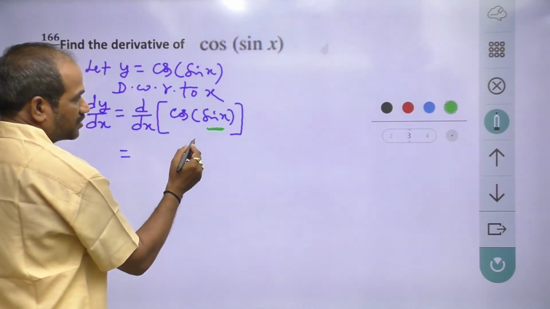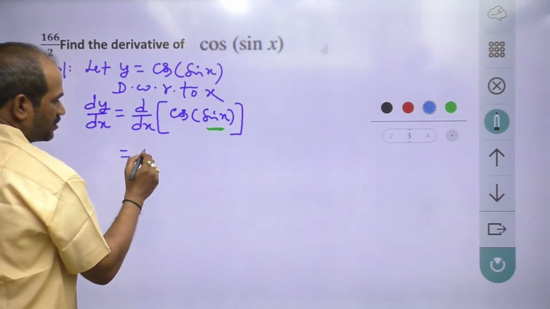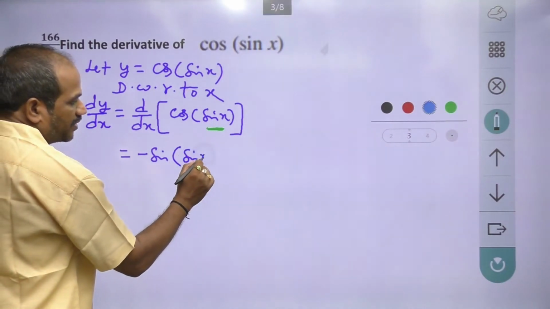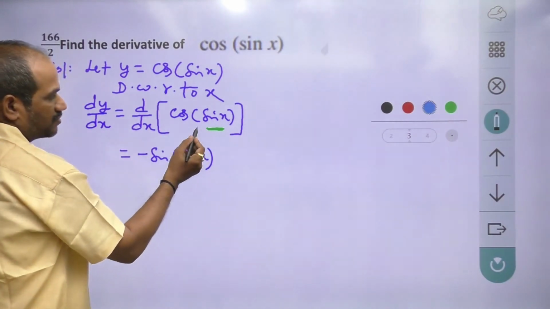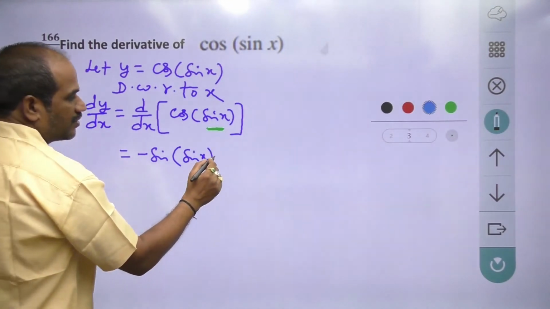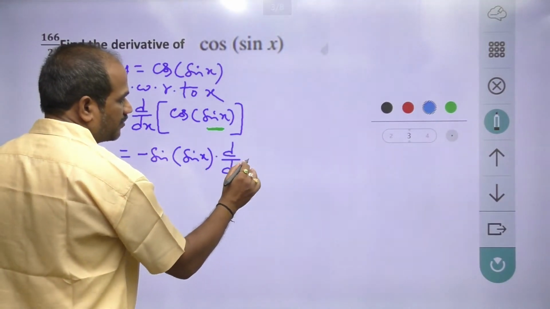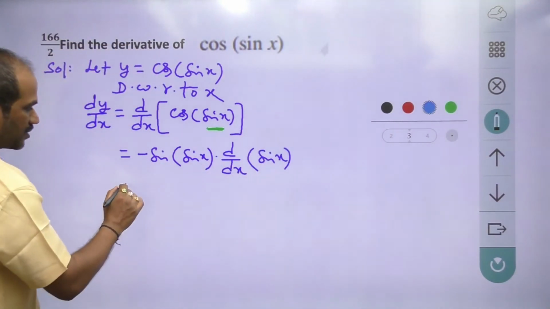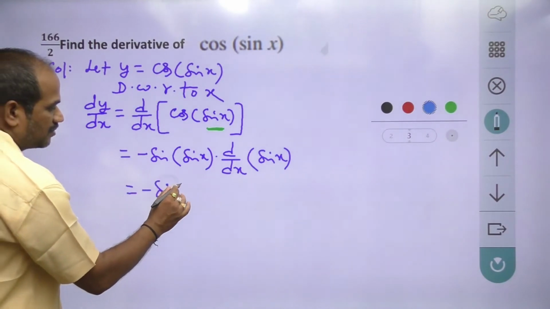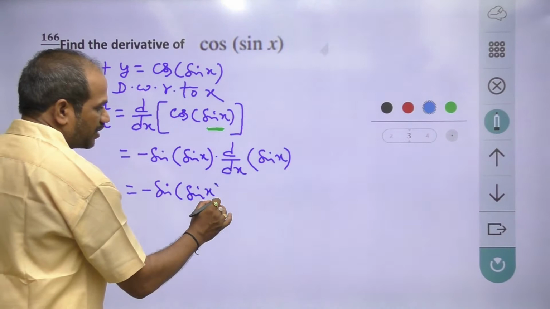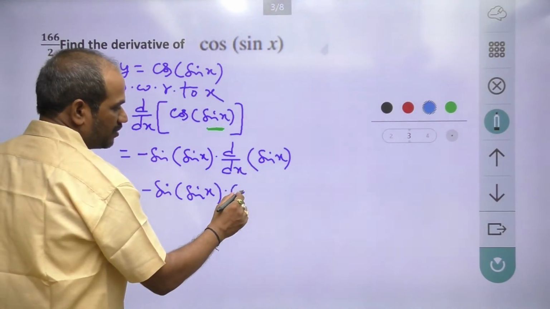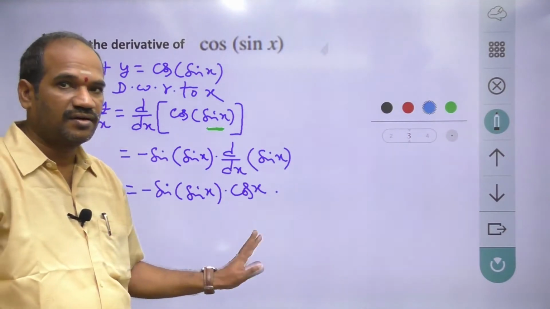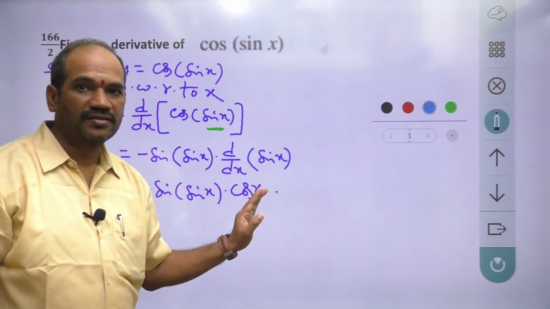d by dx of cos x is minus sin x. The x value here is sin x. So d by dx of cos x is minus sin x, with x value into the next one, d by dx of this function, which is sin x. So that is equal to minus sin of sin x into d by dx of sin x. d by dx of sin x is cos x. This is the final answer. Write this question.